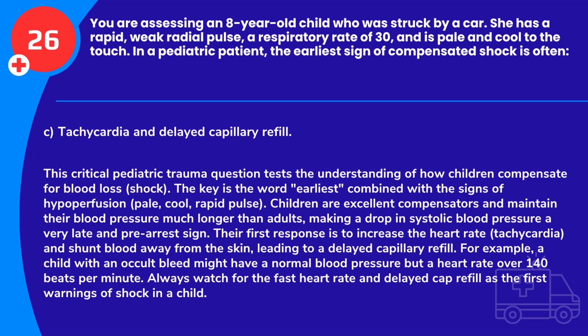Their first response is to increase the heart rate, tachycardia, and shunt blood away from the skin, leading to a delayed capillary refill. For example, a child with an occult bleed might have a normal blood pressure, but a heart rate over 140 beats per minute. Always watch for the fast heart rate and delayed cap refill as the first warnings of shock in a child.